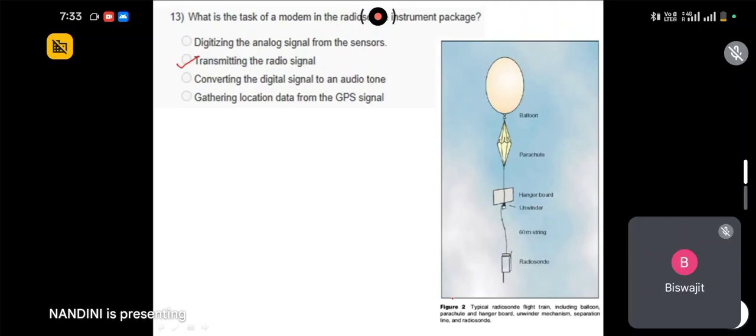We don't need an audio tone. What will we do with the audio tone? We need the digitized information of the measurements. No, but we can't do anything with the audio signal. The purpose is to get the measurements of the temperature, pressure, and so on. So the purpose is not to send an audio signal. We need the data that is being collected by the sonde, right? So the modem digitizes the information of the measured quantities and it sends the information through the radio channel. So that's what the modem does. Okay.